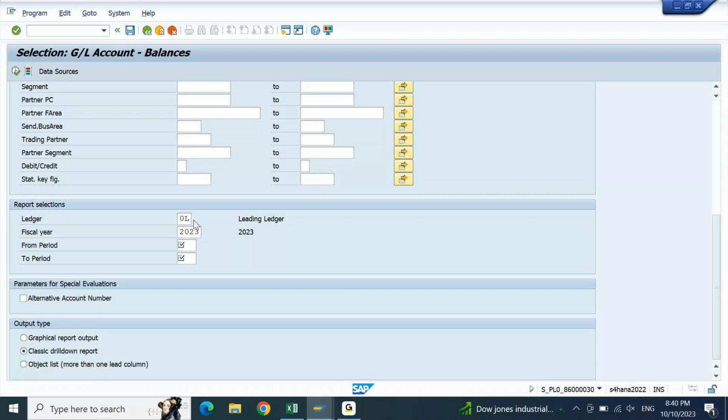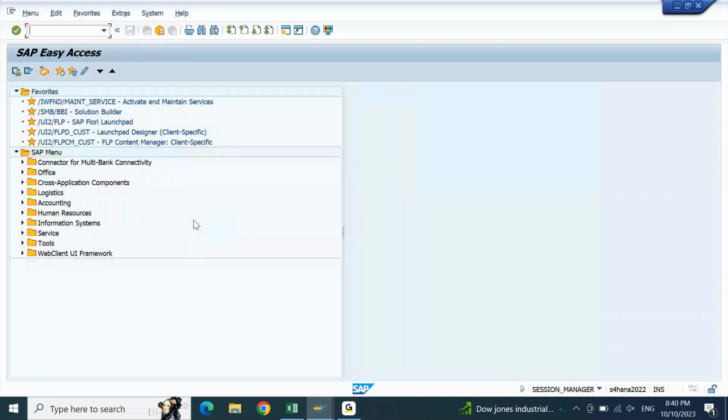On every report in your SAP FI, you will have a ledger column, because you are treating two accounting principles in two different ways. Correct? When these two are different, every report will have that classification, leading and non-leading.